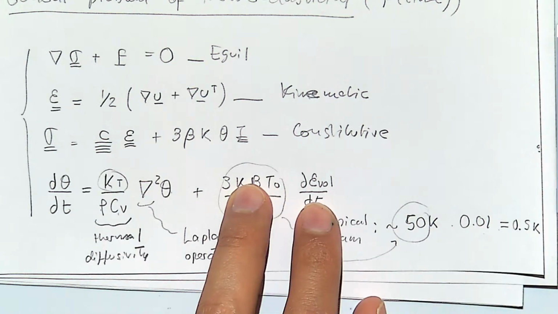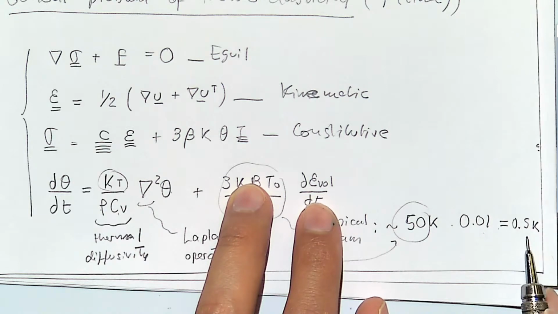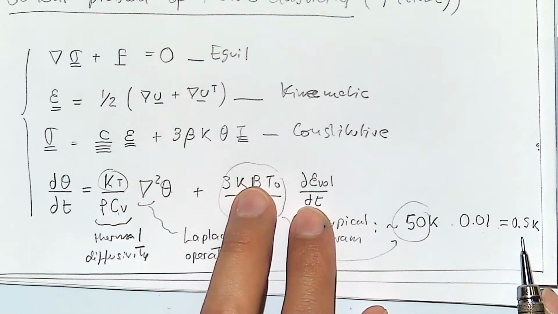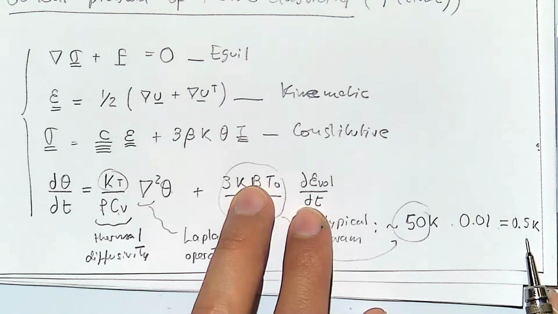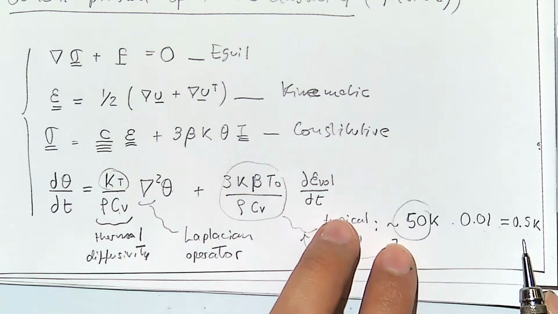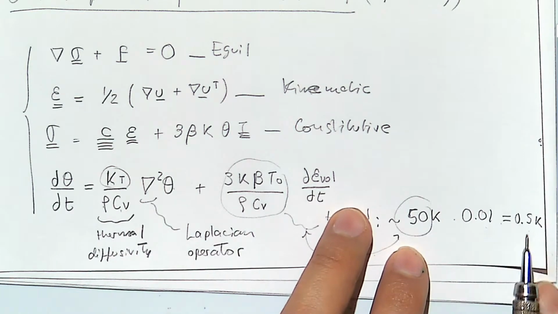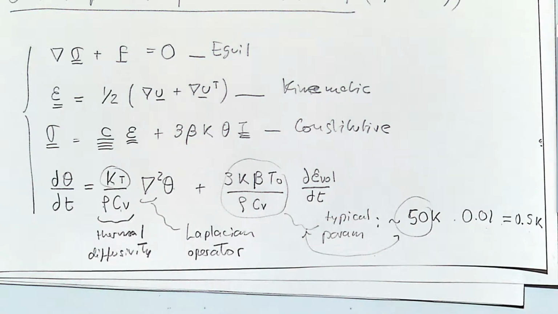And again, if you had something even more realistic, like a strain of 1,000th, this would be 0.05 Kelvin, which is nothing. Imagine that you are modeling changes of temperature on the order of 100 degrees. It's nothing. 0.05 is nothing compared to 100.